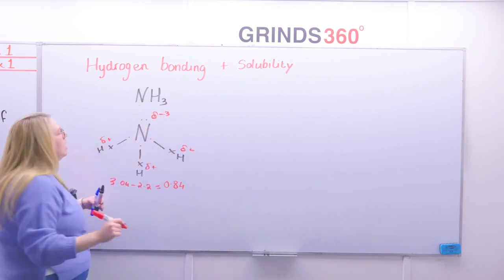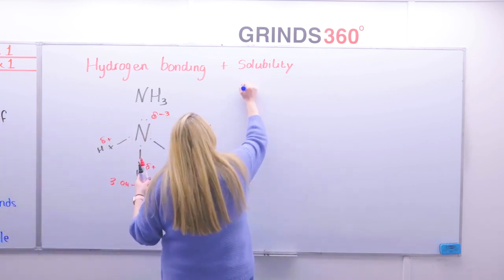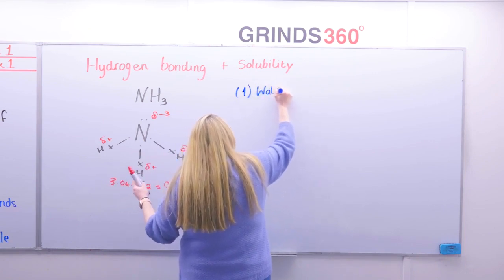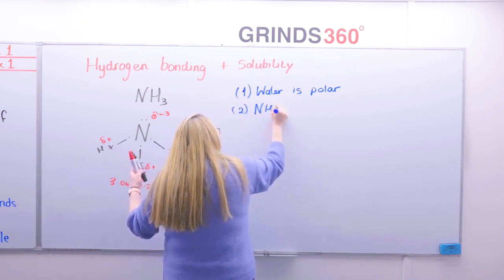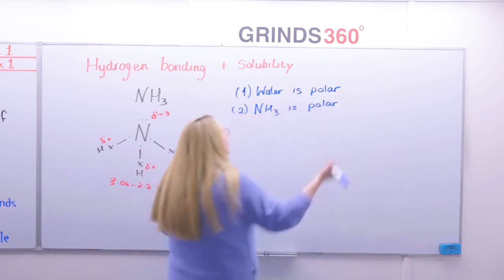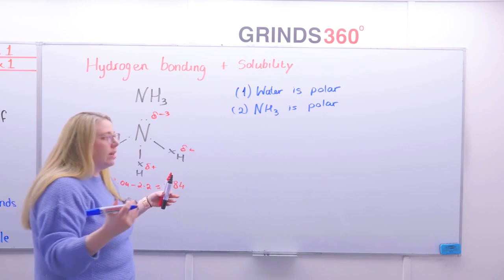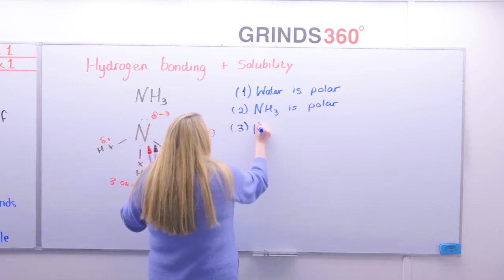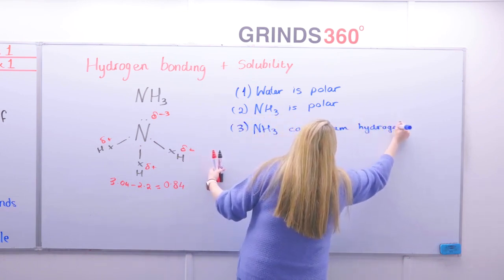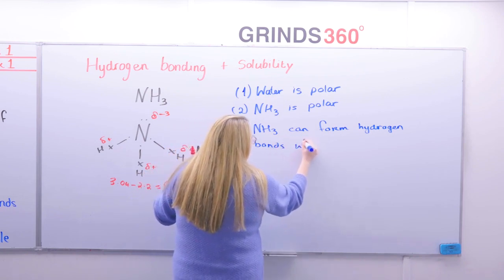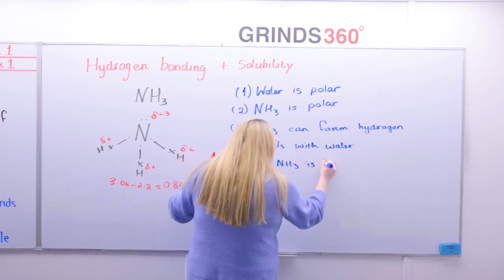There we go. Now, when you're starting off your solubility question, we're asked, is this soluble in water? So we make our first statement. 1, water is polar. Now I've just worked out my second statement. 2, NH3 is polar. There's my first 3 marks. Talk to me about the interaction. If they're both polar, can they form hydrogen bonds? Yes. So number 3, NH3 can form hydrogen bonds with water. And because it can form hydrogen bonds with water, therefore NH3 is soluble.